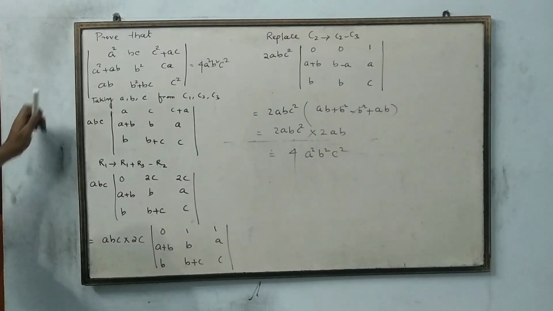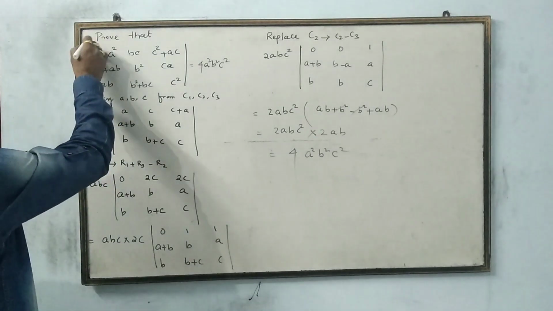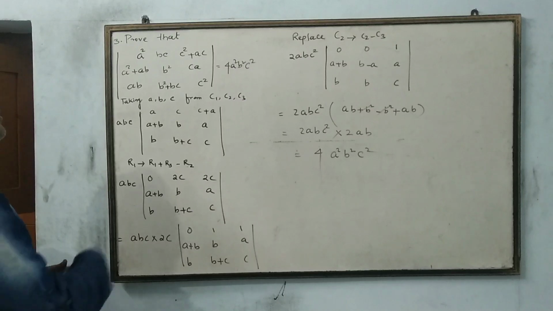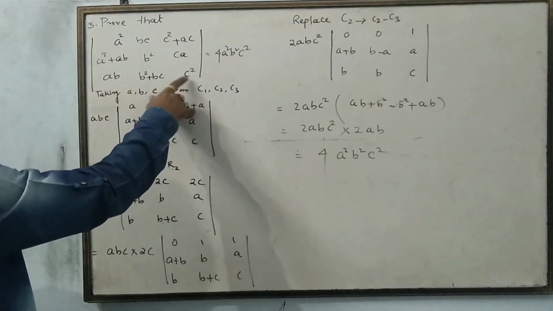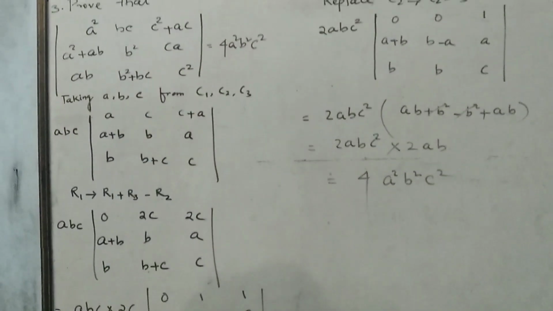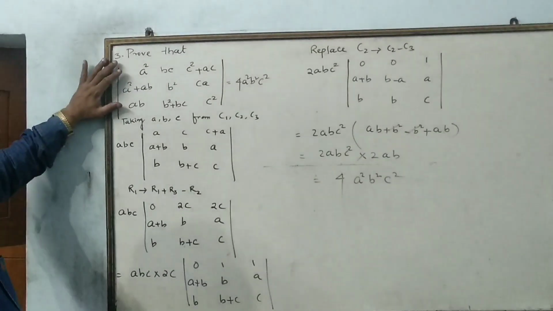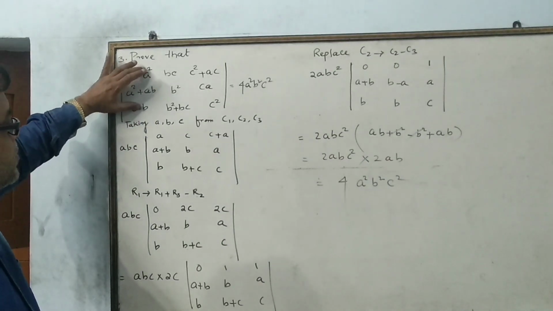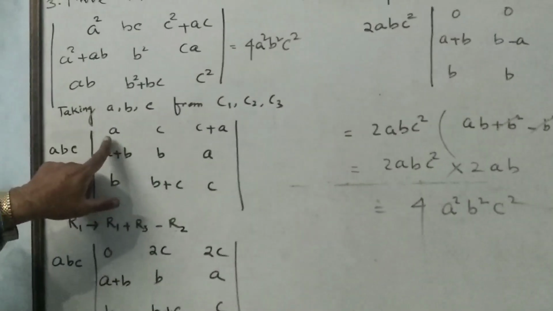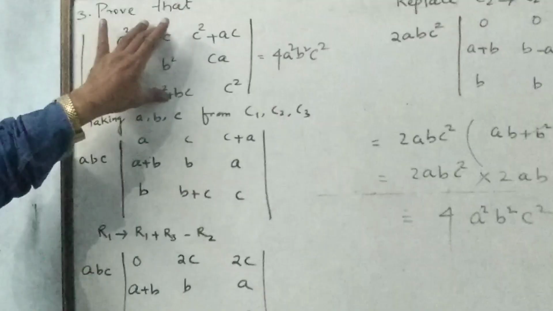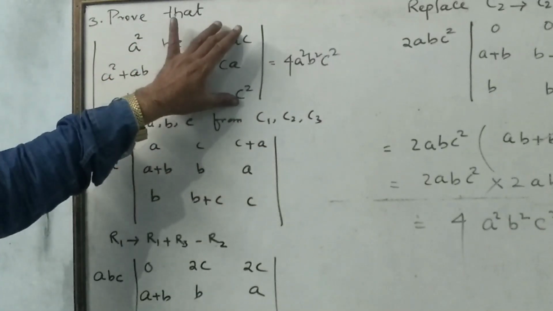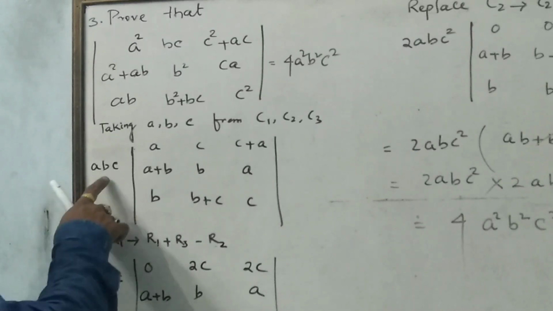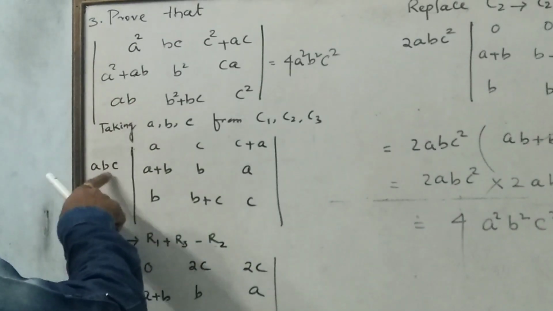Question number 3. Prove that the determinant with rows a square, bc, c square plus ac; a square plus ab, b square, ca; ab, b square plus bc, c square is equal to 4a square b square c square. Now we can take common a from C1 and take b from C2, take c from C3. So the second step becomes abc.